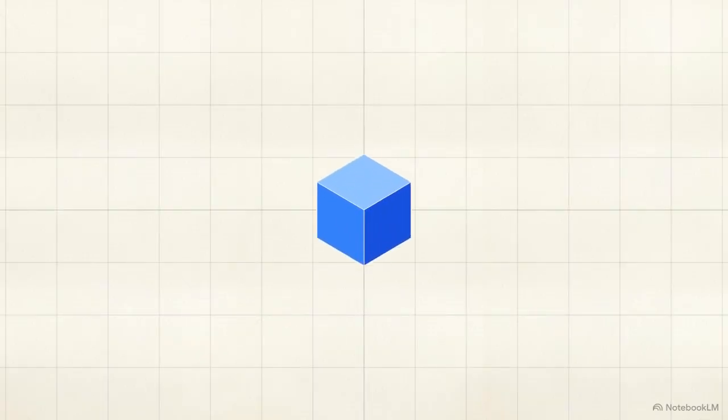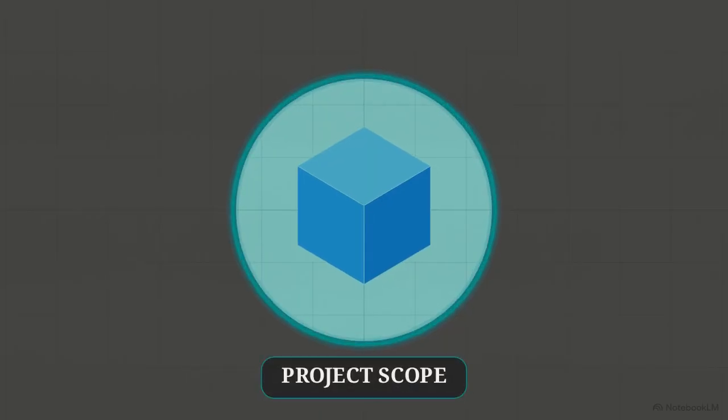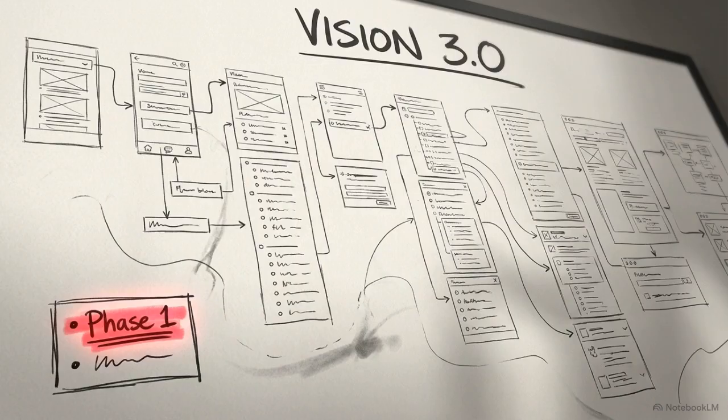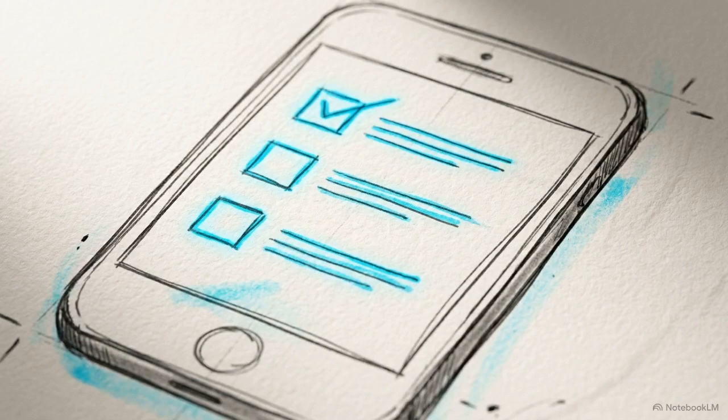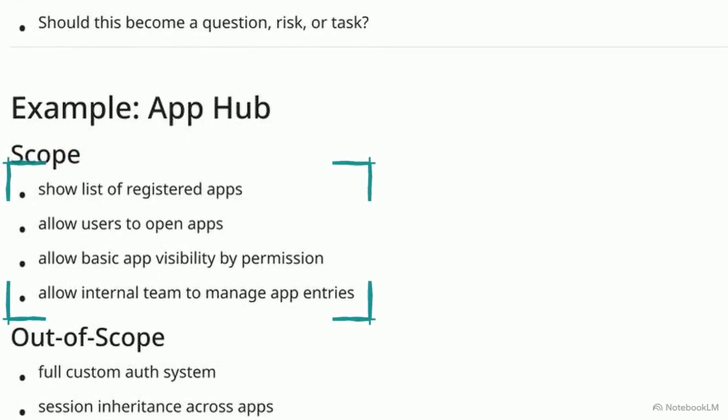Looking at this documentation for an App Hub build, the scope is restricted to 4 specific actions. It shows a list of registered apps, allows users to open them, handles basic app visibility by permission, and lets an internal team manage entries. By drawing the inside boundary, you force yourself to declare what is strictly necessary today. This protects the delivery of the core workflow.